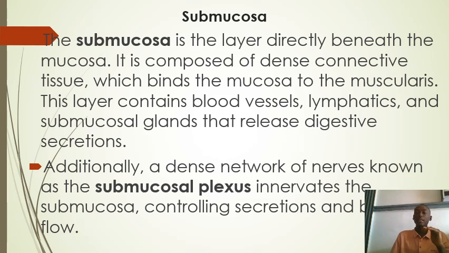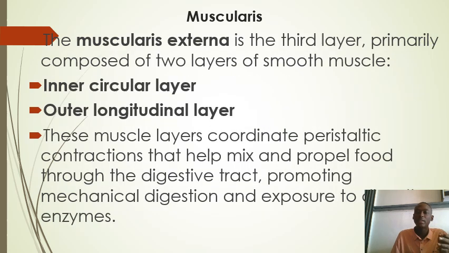The submucosa is directly beneath the mucosal layer. It is composed of dense connective tissue which binds the mucosa to the muscularis. This layer contains blood vessels, lymphatics, and submucosal glands that release digestive secretions. Additionally, a dense network of nerves known as the submucosal plexus innervates the submucosa and controls the secretion and blood flow in the GI tract.